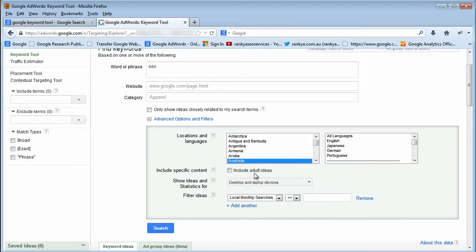Now we've got include adult ideas. No, we don't want to include that. And we also have an option here. This is very important as well. Okay, by default it shows results coming from desktops and laptop devices. Now we also have a mobile devices option here.